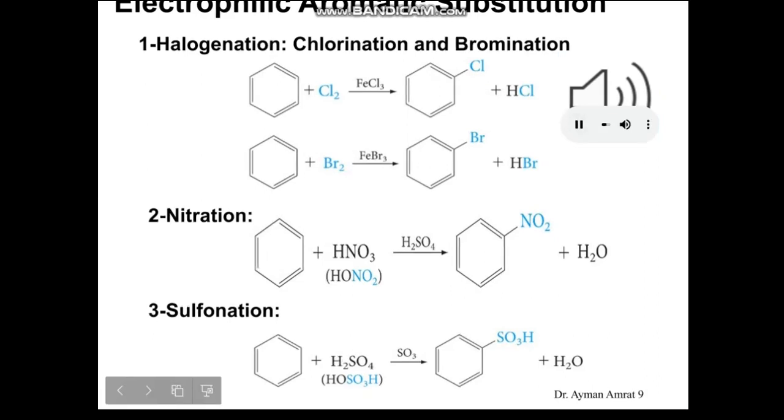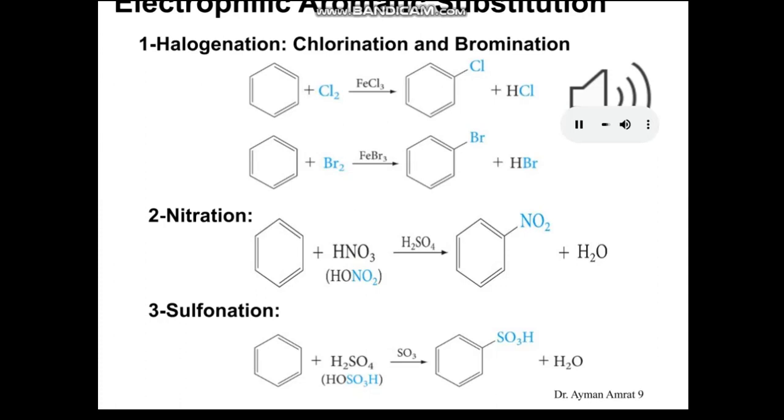The examples of electrophilic aromatic substitution reaction are: one, halogenation, substitution with a halogen, chlorine or bromine, chlorination or bromination. The reaction needs a catalyst, FeCl3. FeCl3 reacts with Cl2 to form the Cl+ electrophile that attacks the benzene and replaces one of the hydrogens to form chlorobenzene or bromobenzene as an example of halogenation reactions.